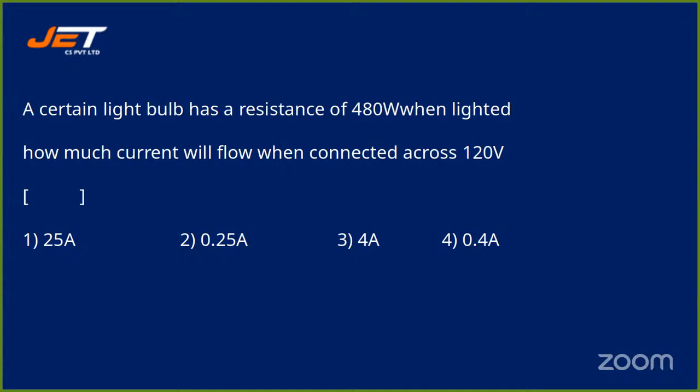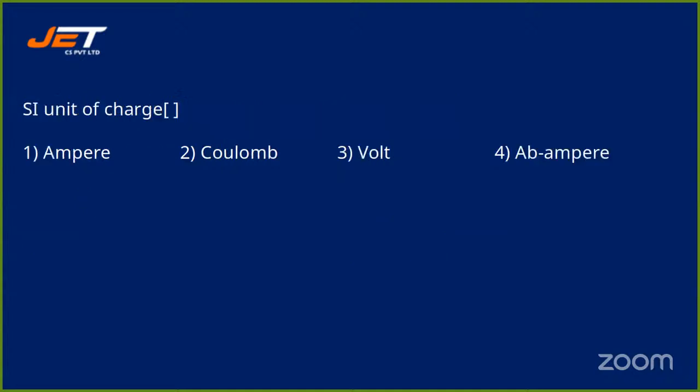What happens now? We have to do this. Can someone answer? Yeah. The correct answer is 1 by 4 ampere, which is 0.25 ampere.